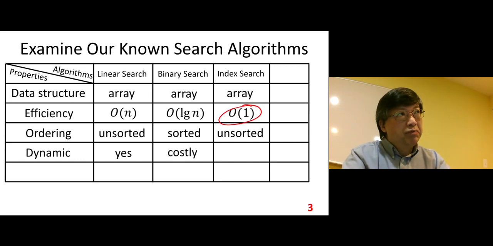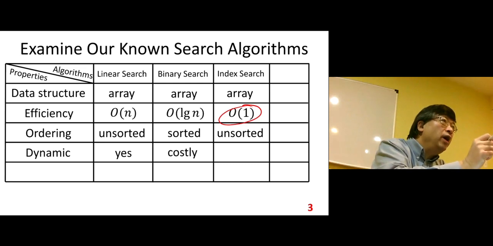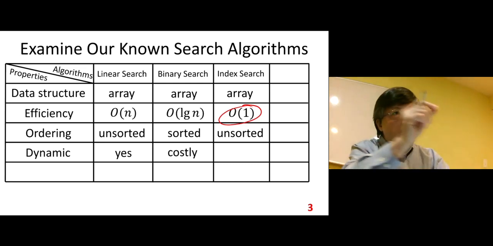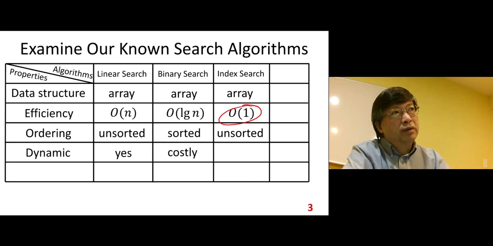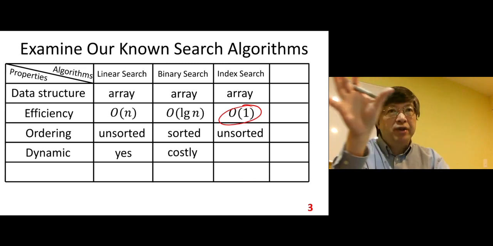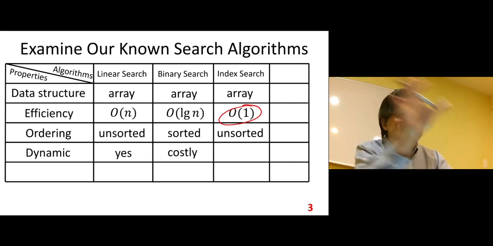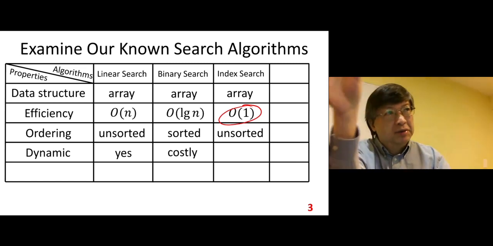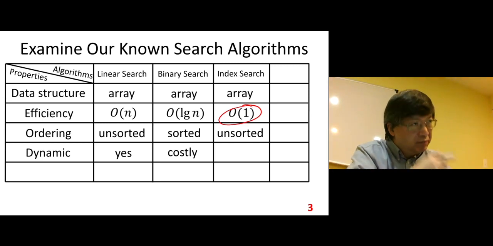Binary search, very hard. When a new data item comes in, you need to insert it into a sorted array. To complete the insertion operation, you need to do very expensive operations. You need to shift a large number of elements to the end, and that operation is very expensive. So that's why we say it's costly.